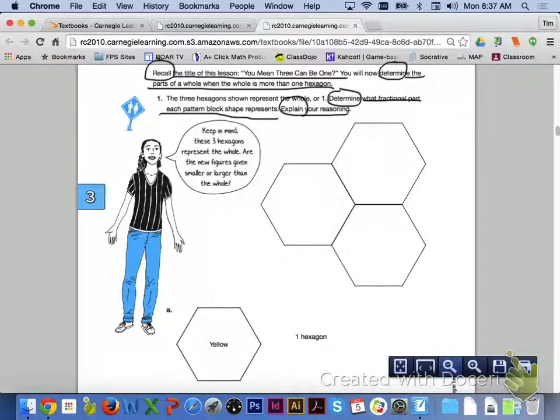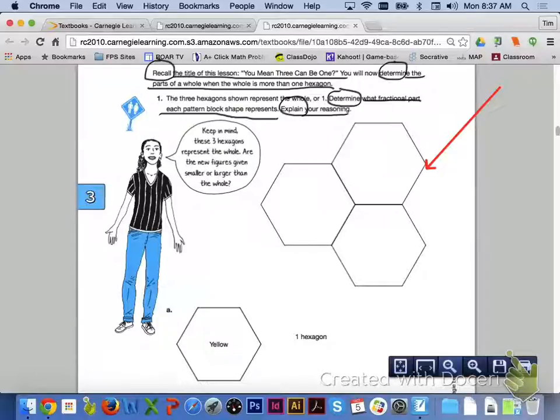Let's take a look at problem 2 on page 118. You mean 3 can be 1? So if we recall the title of this lesson, you mean 3 can be 1, we are now going to determine the parts of a whole when the whole is more than 1 hexagon. So let's take a look at number 1. It says the 3 hexagons shown represent the whole. These 3 hexagons right here, or 1. Determine what fractional part each pattern block shape represents and explain your reasoning.